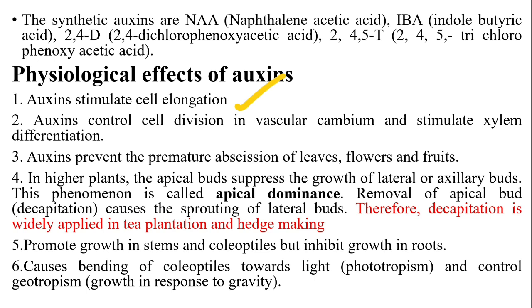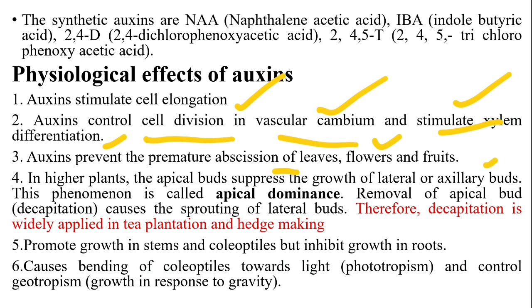First one is auxin stimulates cell elongation. It controls cell division in vascular cambium and stimulates xylem differentiation, the differentiation of xylem into the other components of xylem. It prevents the premature abscission of leaves, flowers and fruits. In higher plants, apical buds, where the auxin is actually produced, suppress the growth of lateral buds. That means the auxin actually suppresses the growth of the lateral bud. And this phenomenon is known as apical dominance.